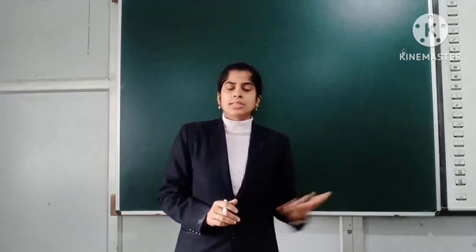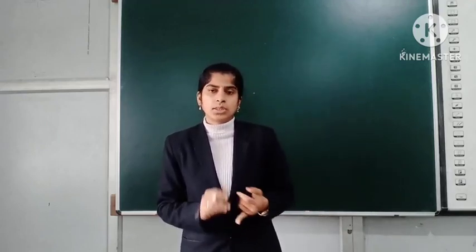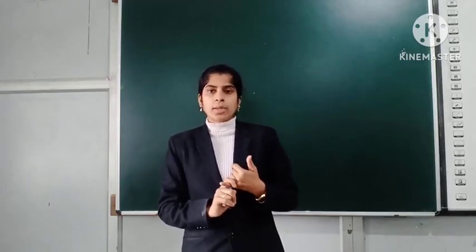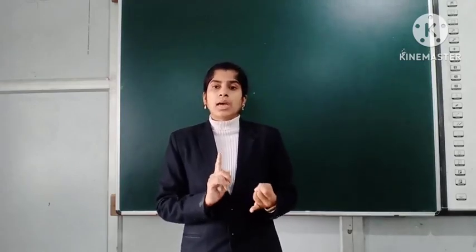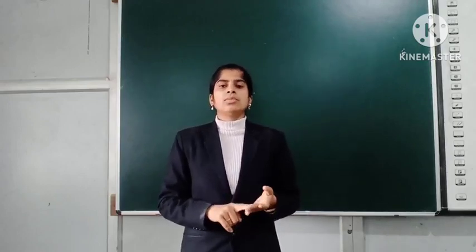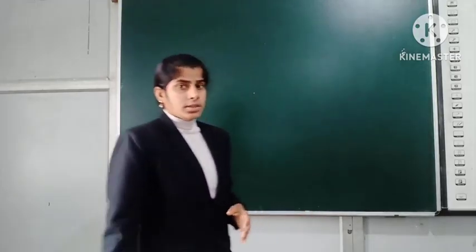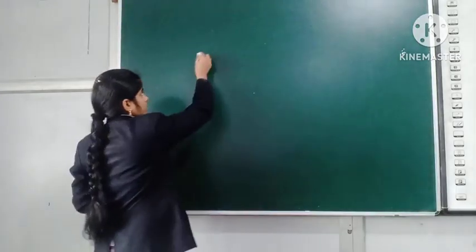So in the last video we discussed adaptation in plants. You know that there are three types of adaptation in plants. What are the main three types? Yes, that is hydrophytes, mesophytes and xerophytes. These three we already discussed. So then this topic is what? That is adaptation in animals.